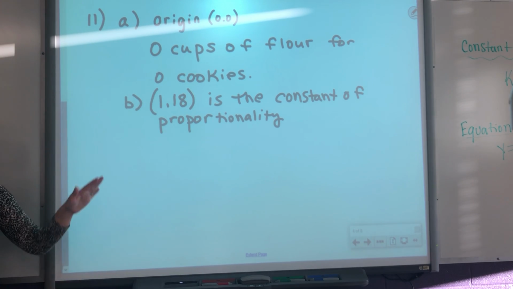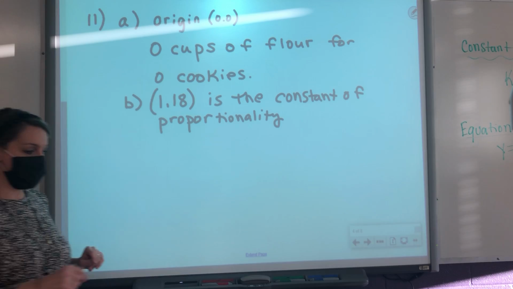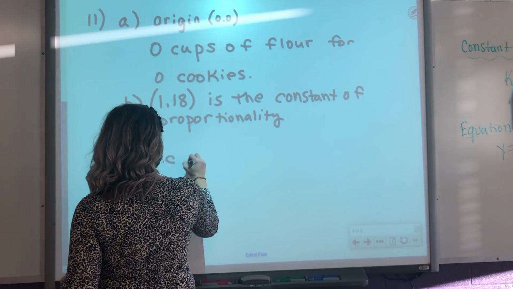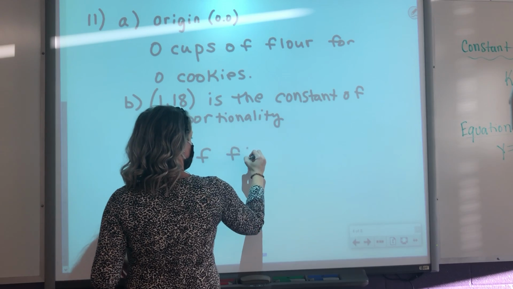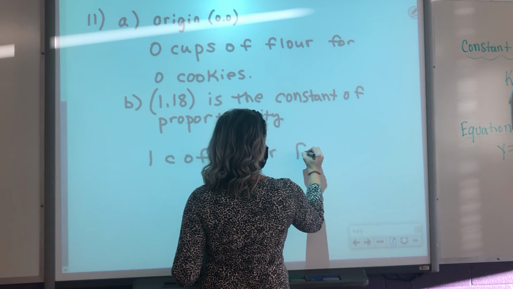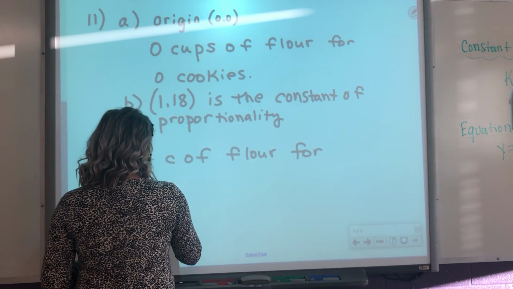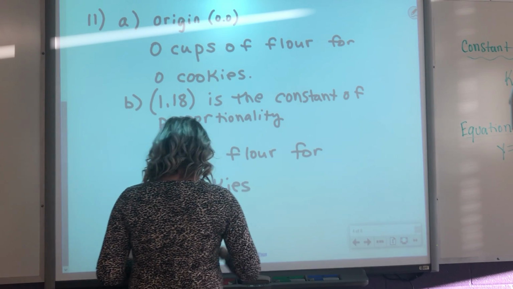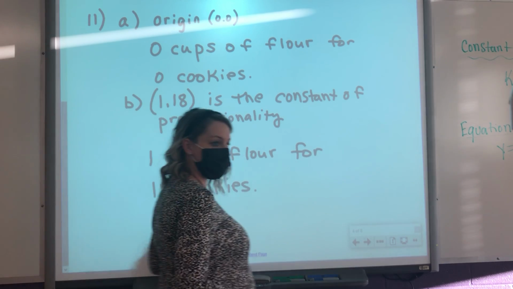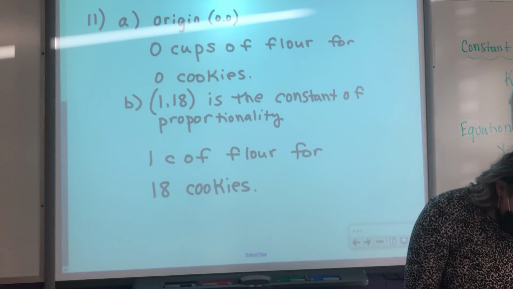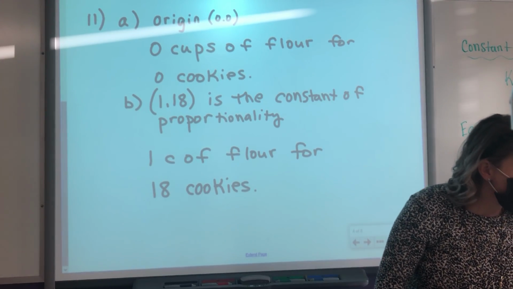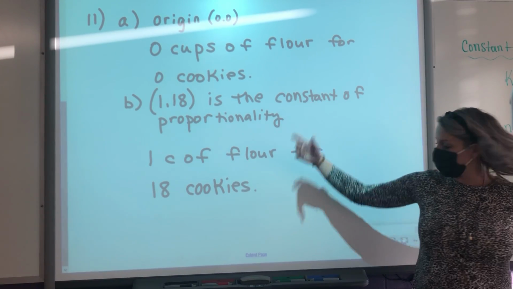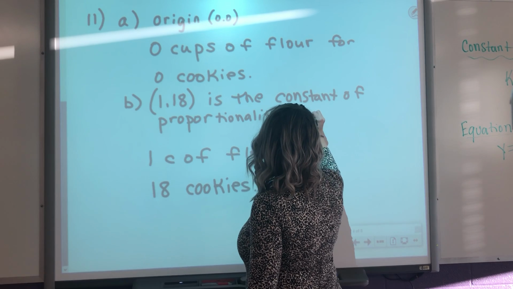Yes. All right, Danica, what does (1, 18) mean? It's 1 cup of flour for every 18 cookies. Very good. So 1 cup of flour for 18 cookies. Very good. I said it's unit rate. Okay, unit rate, is that the constant of proportionality? Yes. Yep, I'd accept that, absolutely.